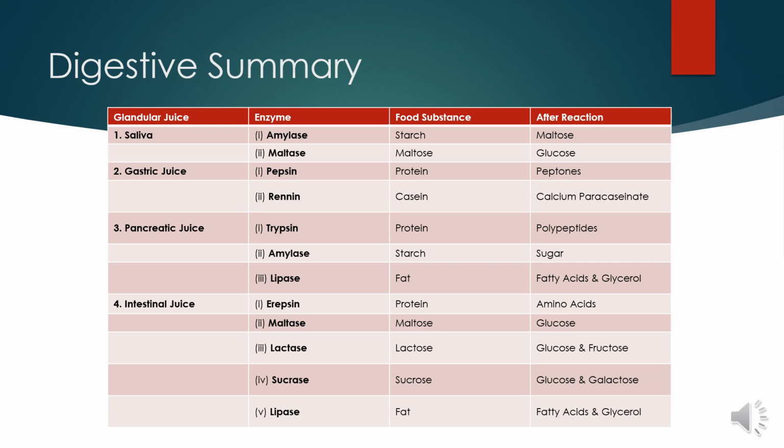3. Pancreatic juice: 1. Trypsin, protein to polypeptides; 2. Amylase, starch to sugar; 3. Lipase, fat to fatty acids and glycerol.